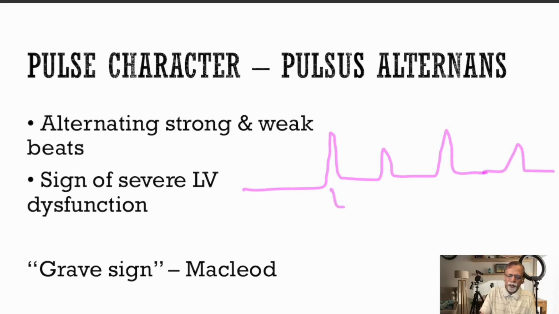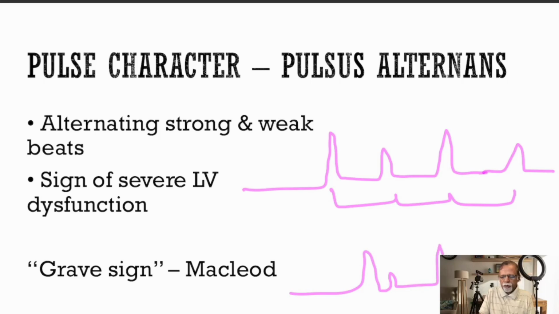Pulsus alternans is a regular pulse. It's not an irregular pulse. Don't confuse it with pulsus bigeminy. In pulsus bigeminy, one pulse is followed by another pulse, so two pulses are coupled together. One may be large, the other will be small. This pulsus alternans is a feature of severe LV dysfunction.